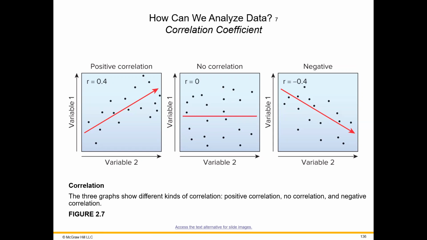No correlation, or a correlation coefficient of 0, means that there's no relationship between two variables. A positive correlation means that one goes up, the other one also goes up. And then yet again, a negative correlation means that as one may be increasing, the other one is decreasing.